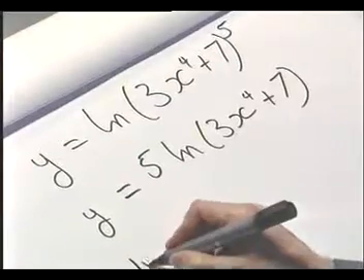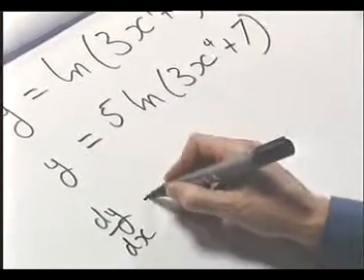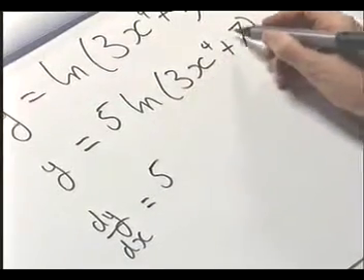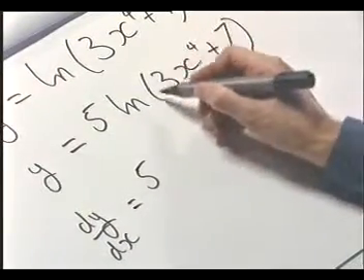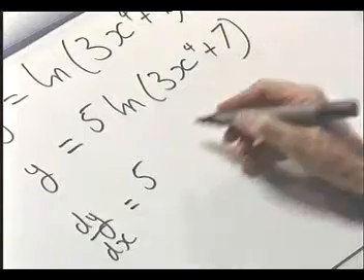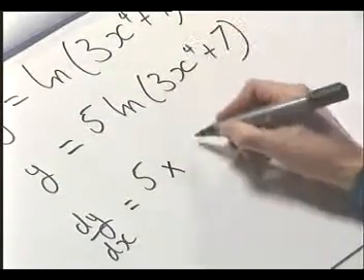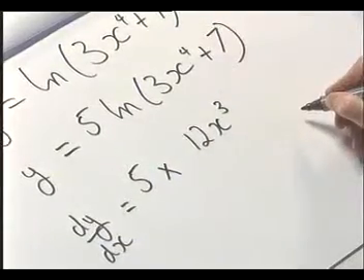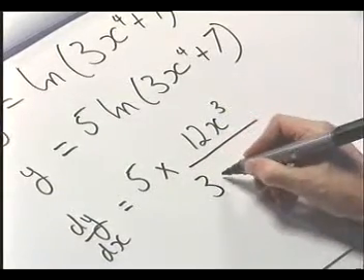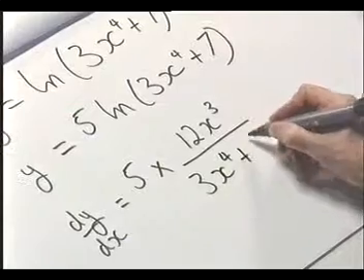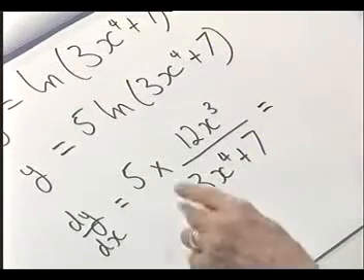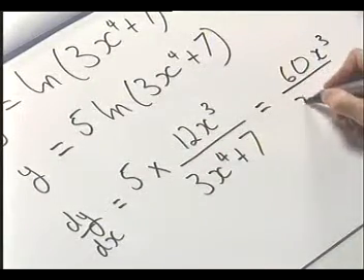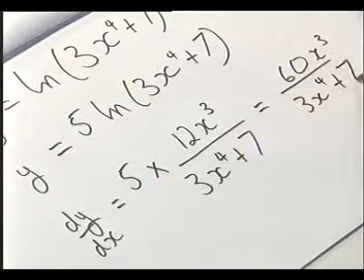So we can now differentiate: dy by dx is equal to 5 times by... Now let's remember what we do. This is the function inside the log, so we differentiate that. So that gives us 12x cubed, and the derivative of the 7 is 0, over the function itself, 3x to the fourth plus 7. And if we just do a little bit of simplifying, 5 times by 12 gives us 60 x cubed over 3x to the fourth plus 7.